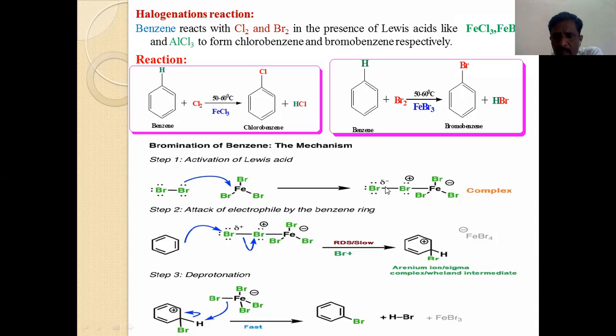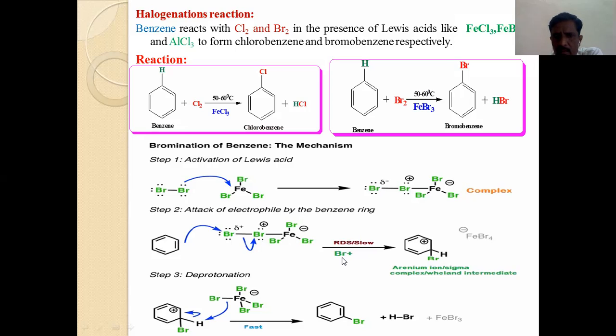Now what happens? As the complex is unstable here, this Br negative is eliminated from this complex, and this Br negative comes in contact with the benzene molecule. Now I have shown here this Br, and this is a hydrogen, and the positive charge is there. So this step is the rate determining step, or very slow step.